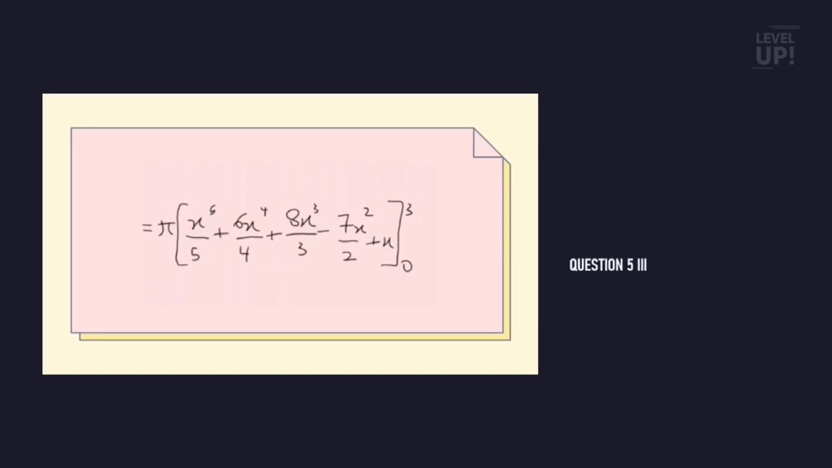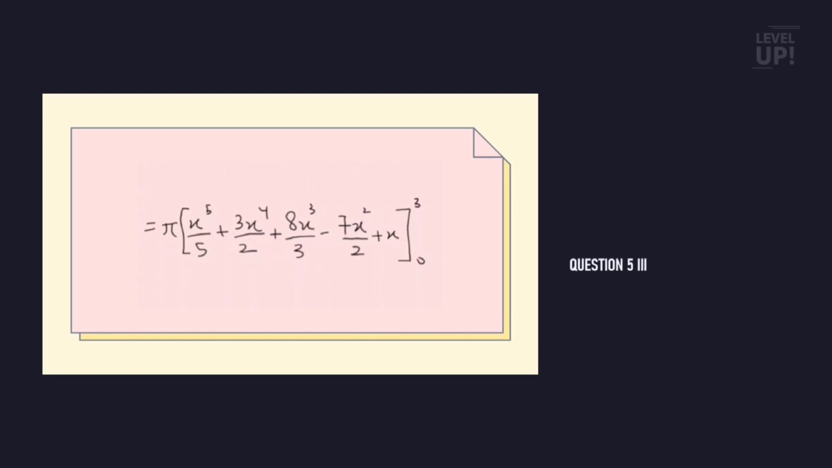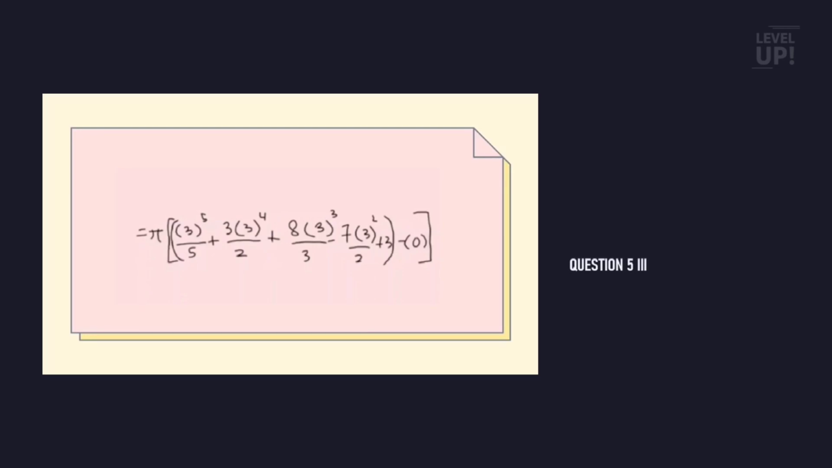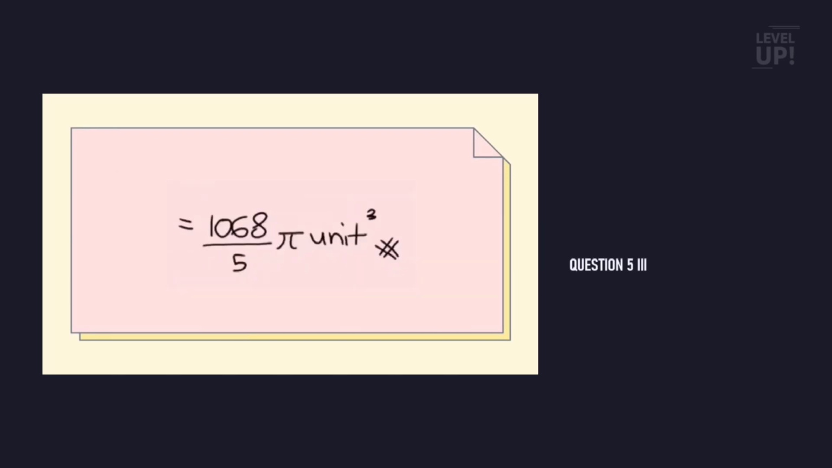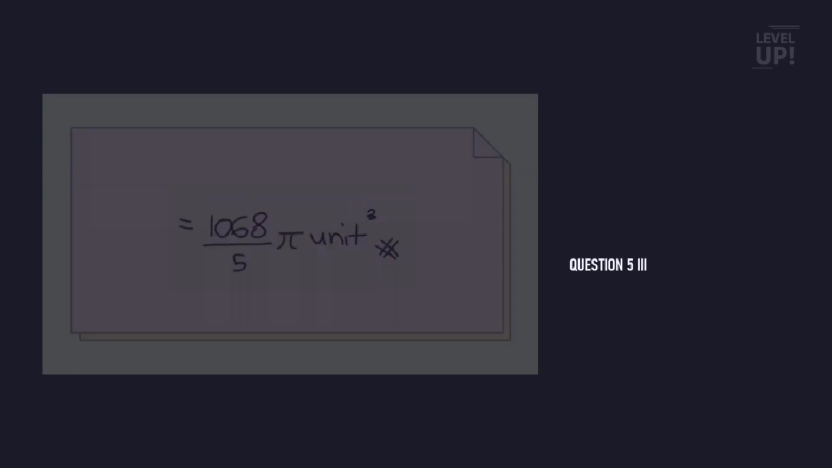We proceed with the integration, and we get this. Simplify the integration before substituting. We substitute the upper bound 3 and lower bound 0. For the 0, I'm just writing 0 because the answer will be 0. Therefore, the volume of the solid generated is 1068 over 5 pi unit cube.